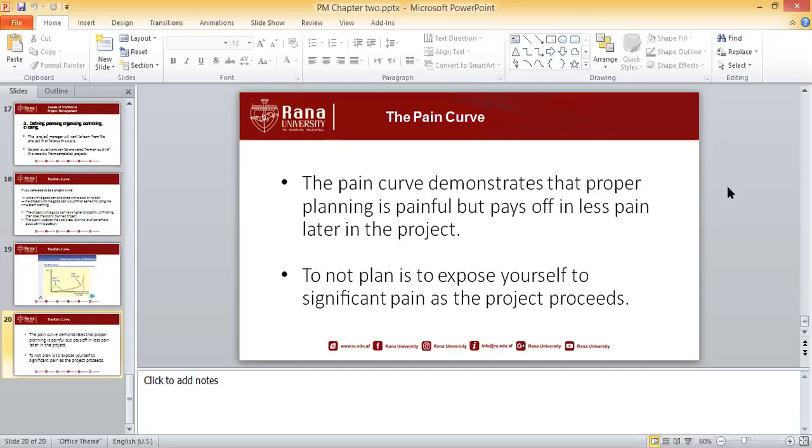To not plan is to expose yourself to significant pain as the project proceeds. If you do not suffer pain initially, you have to suffer pain from poor planning in the later phases of the project management cycle. I hope it's clear to you.